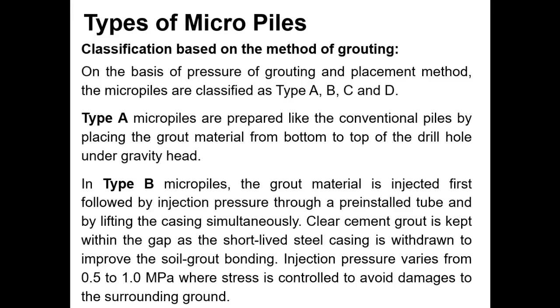In type B micropiles, the grout material is injected first, followed by injection pressure through a pre-installed tube and by lifting the casing simultaneously. Clear cement grout is kept within the gap as the short-lived steel casing is withdrawn to improve the soil grout bonding. Injection pressure varies from 0.5 to 1 MPa, where stress is controlled to avoid damage to the surrounding ground.